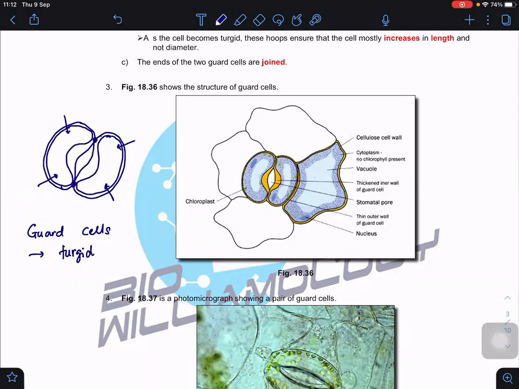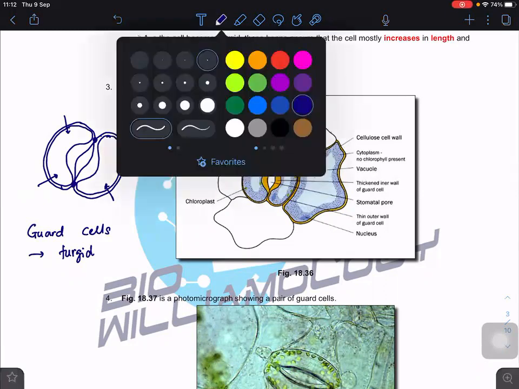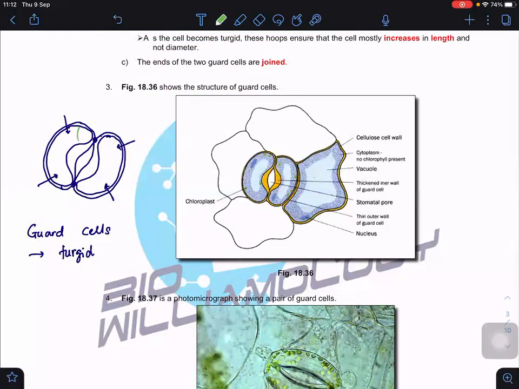And how to make sure that they increase in terms of the length rather than the diameter? They have cellulose microfibrils that form something like a hoop, okay, like a hoop. Can you see that? Surrounding the cell. So in terms of expansion, they have no choice but to expand in terms of the length rather than the diameter, because this hoop basically restricts. You try to imagine you tie a string onto a balloon. When the balloon wants to expand, it can't expand anymore. Why? Because you have the string around it.